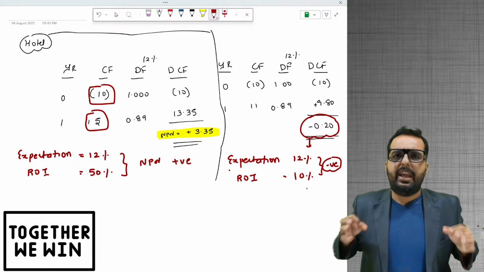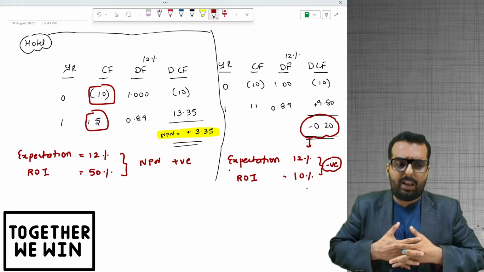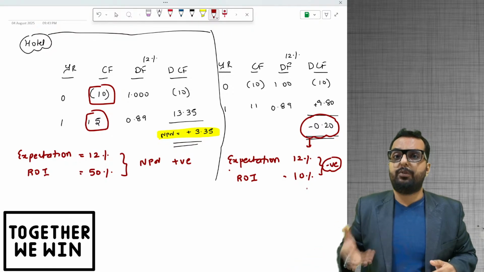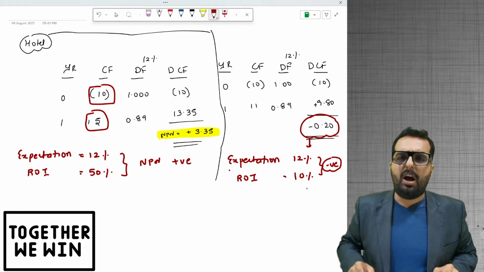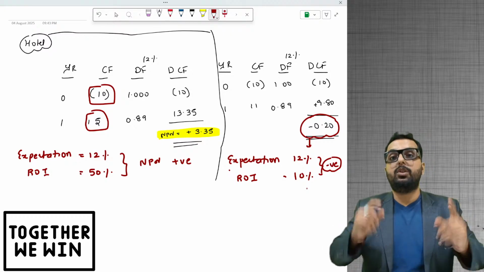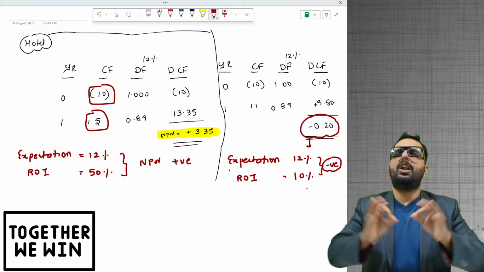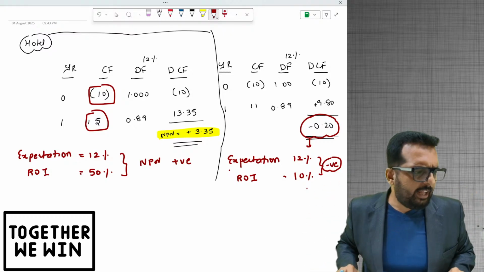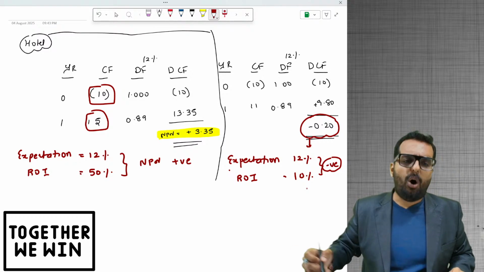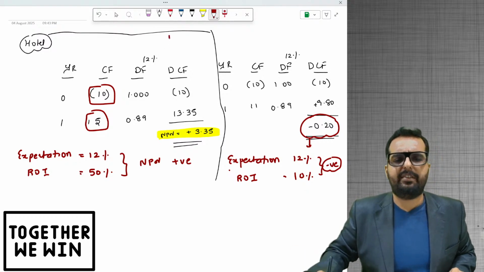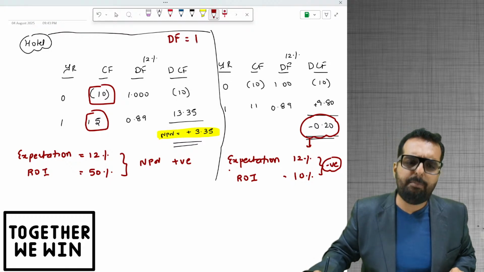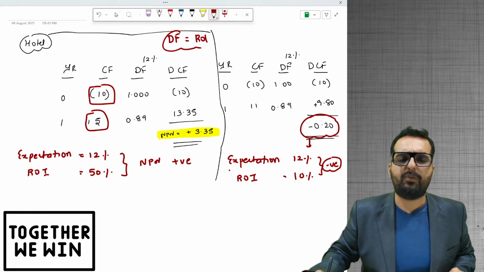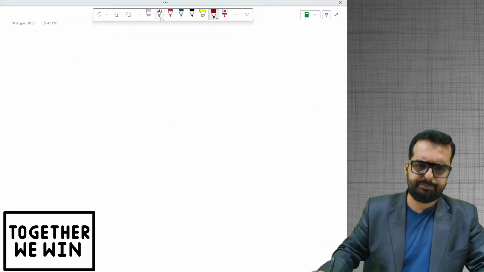So friends, if your expectation is 12, but actually you get 50, you invest. If your expectation is 12, ROI is 10, then you will not invest. Friends, in the long run, I repeat this word, in the long run, always, whatever is your discount factor, that will be your ROI. Or what will happen in that case, can we check?